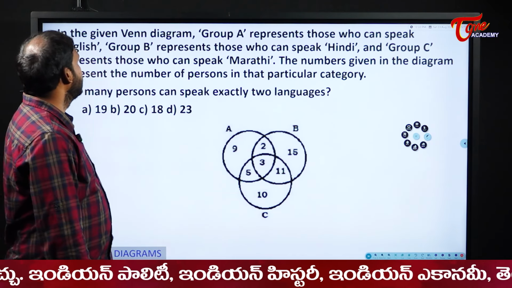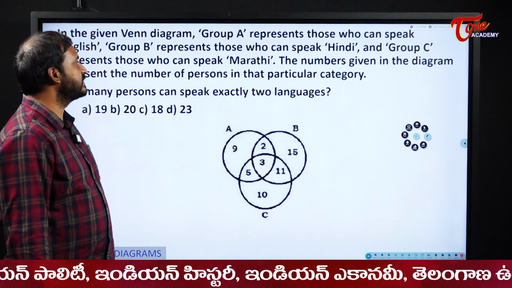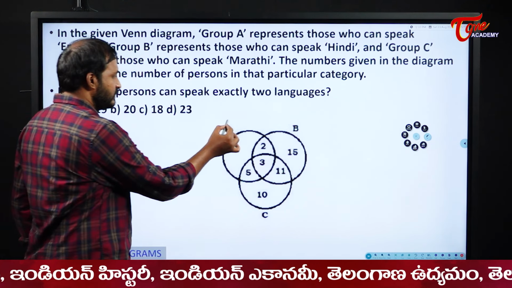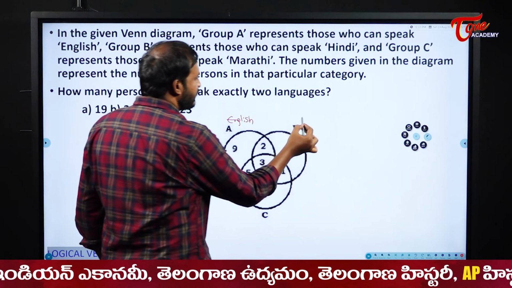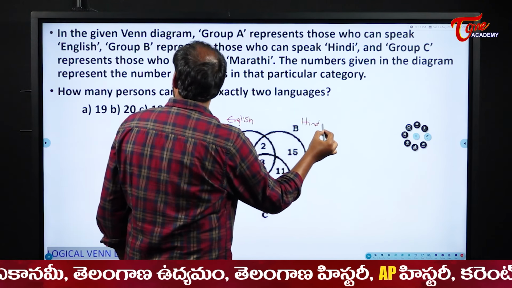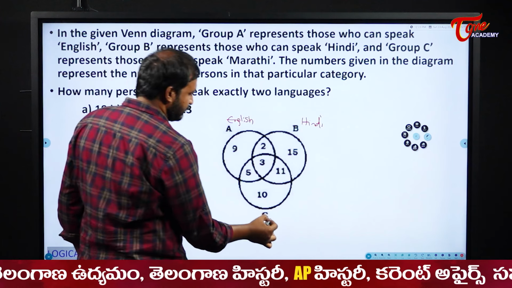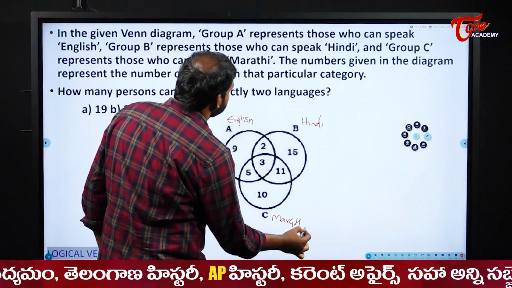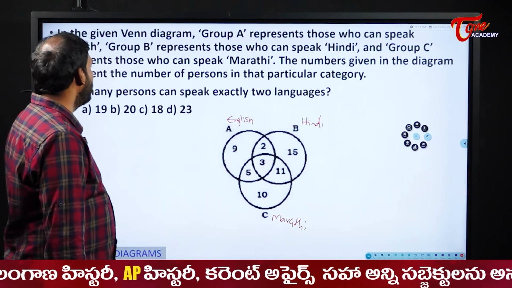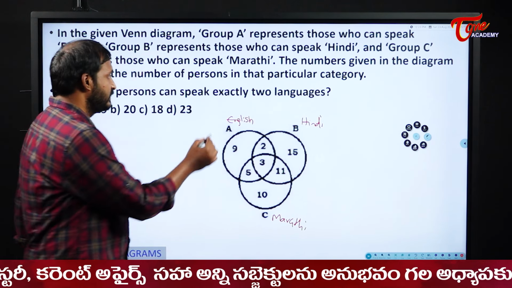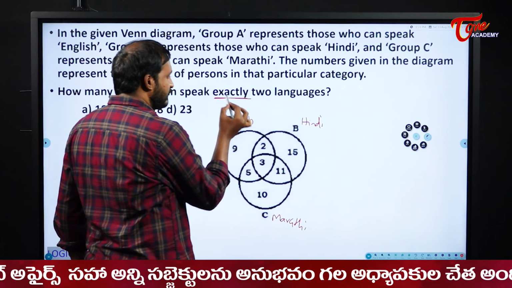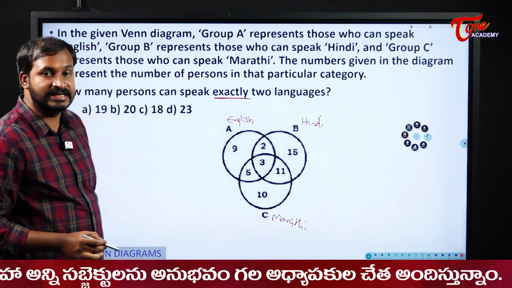Now see this one. In the Venn diagram, group A represents those who can speak English. So A means English here. Group B represents those who can speak Hindi. Group C represents those who can speak Marathi. The number given in the diagram represents how many persons can speak exactly 2 languages. Students, please observe here: exactly, not minimum 2 languages, exactly 2 languages.